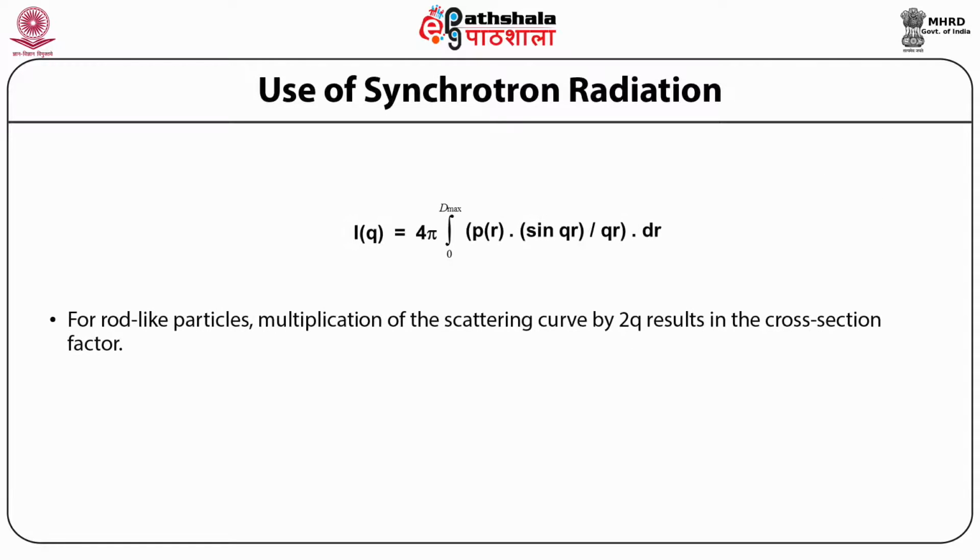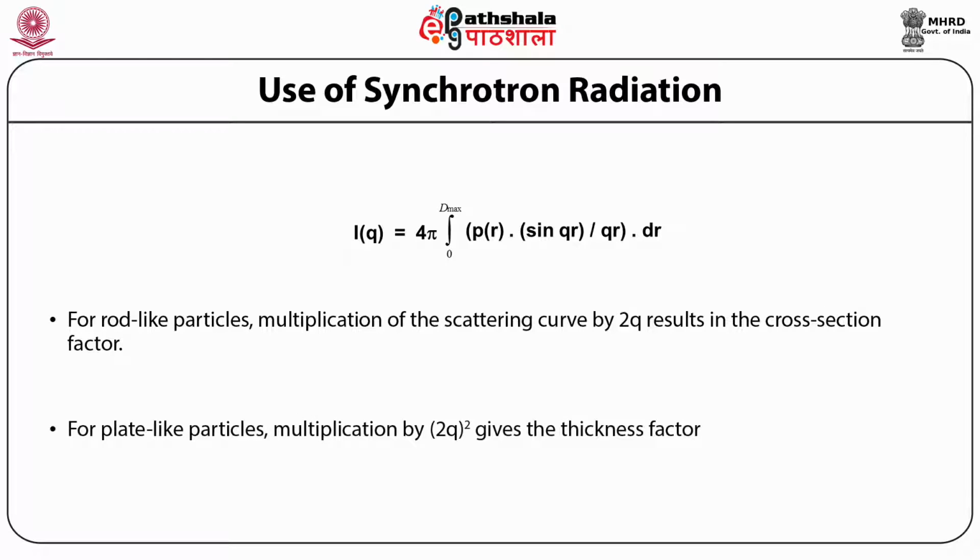For rod-like particles, multiplication of the scattering curve by 2 theta results in the cross-section factor, which is helpful in calculating the radius of gyration. It is a curve depending on the shape, size and electron density distribution within the cross-section. In the case of plate-like particles, multiplication by the square of 2 theta will give the thickness factor that depends upon the particle thickness and electron density distribution perpendicular to the particular plane.